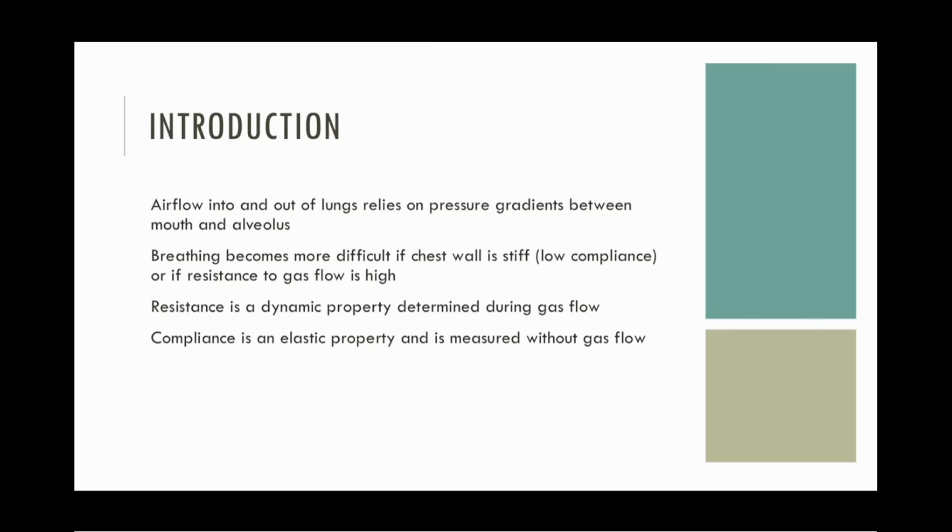Breathing becomes more difficult if the chest wall is stiff. Low compliance. Here's that compliance again. Think about if you had a straitjacket. You're trying to expand your lungs, you can't do it. Our compliance has reduced, so it makes it harder to breathe. Or if the resistance to gas flow is high. So you have restrictive lung diseases and you have obstructive lung diseases. It all depends on where the problem is.